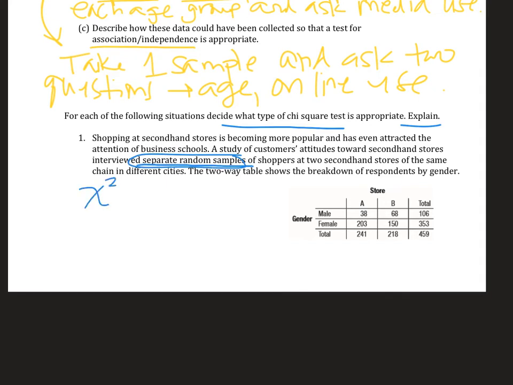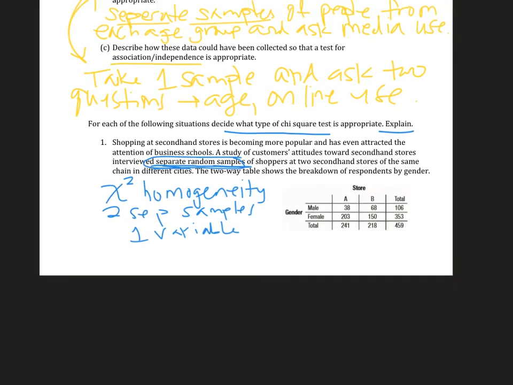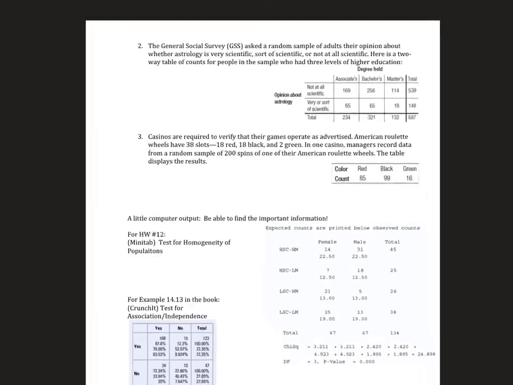This is a chi-square test of, think about it, what do you think it is? Yes, homogeneity. Okay, separate samples. Think about M&Ms. That's a really good way to think about this. There were two separate samples with one variable, which was gender. All right, let's see what the next one is.